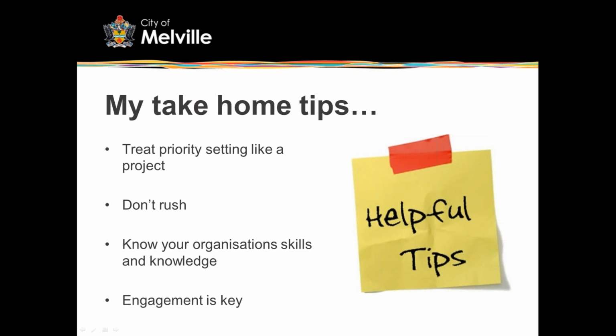My third tip is to know your organisation's skills and knowledge. Identify who can help you with various parts of your priority setting process. For example, is there somebody who can help you with high-level data analysis? Is there somebody who can provide advice on community and stakeholder engagement? This will help you identify gaps in skills and knowledge, and therefore what parts of the process you need to involve consultants and you need to source budget for.